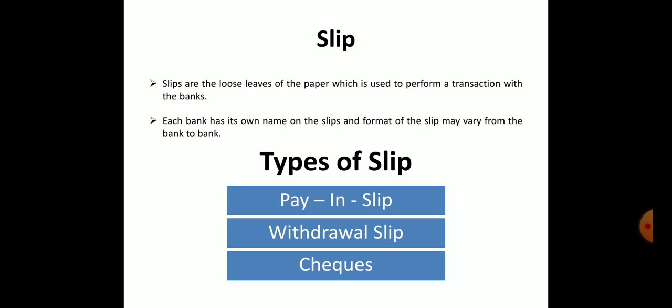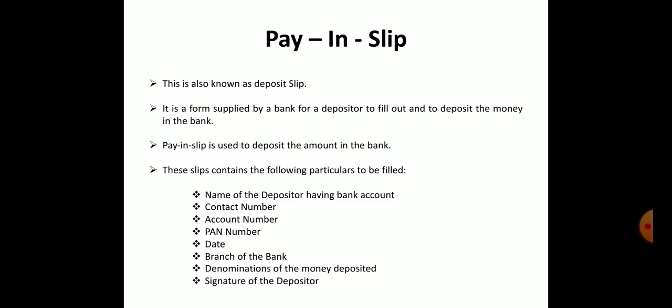So, what is a slip? Basically, we have to understand the meaning of slip. Slips are loose leaves of paper which are used to perform a transaction with the bank. Each bank has its own name on its slip, and the format of the slip may vary from bank to bank. There are basically three types of slips. Number one is the pay-in slip, second is the withdrawal slip, and third is cheques.